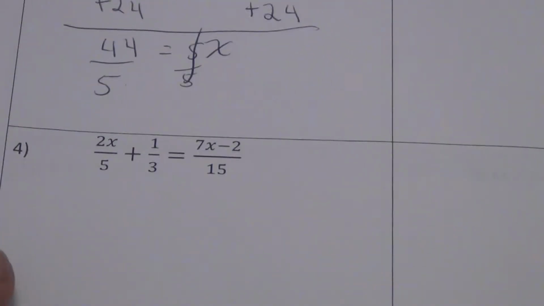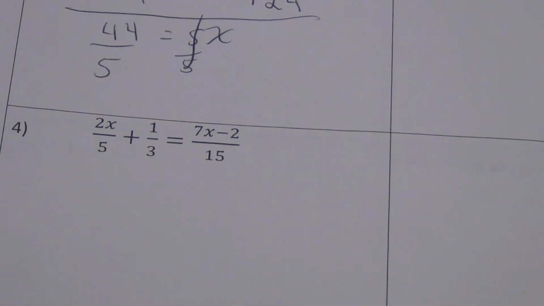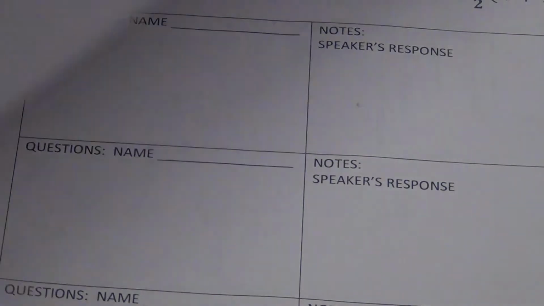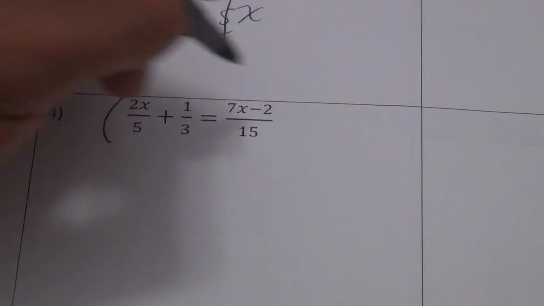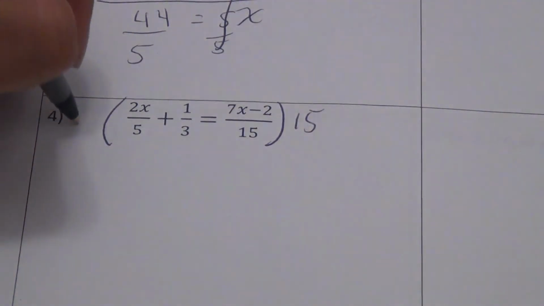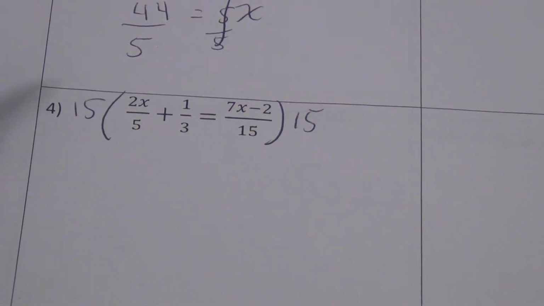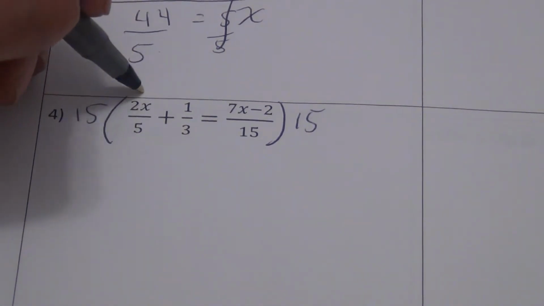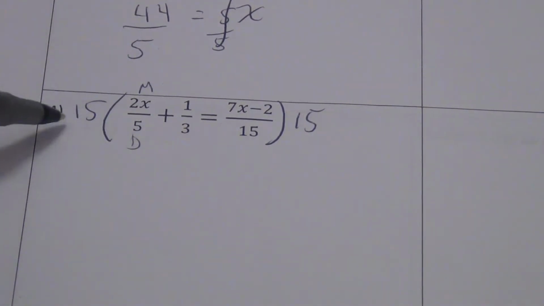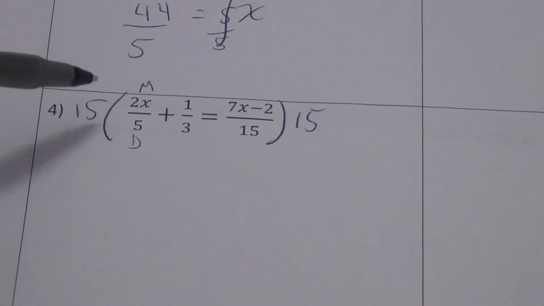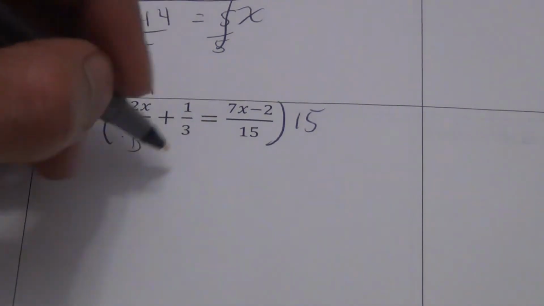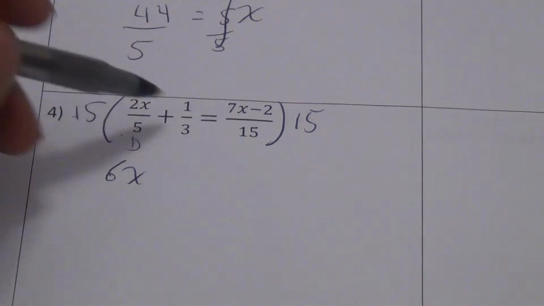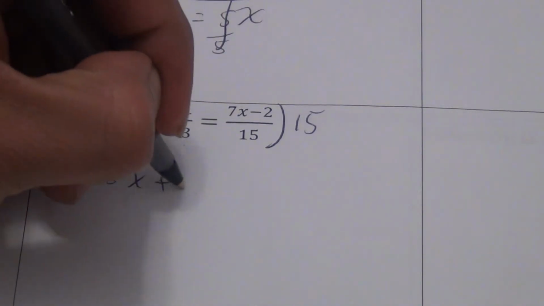Okay. I think this is the one we did. Let me see, 15. Yeah, we did this before. The common denominator was 15. And now, remember when you multiply by a fraction, you multiply by the top, divide by the bottom. So 15, this time, I'm going to do it in a more simplified way. 15 divided by 5 is 3 times 2x, 6x. 15 divided by 3 is 5, times 1 is 5.